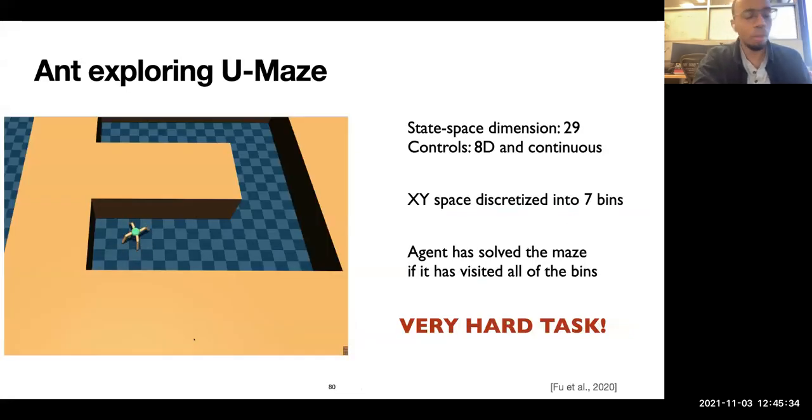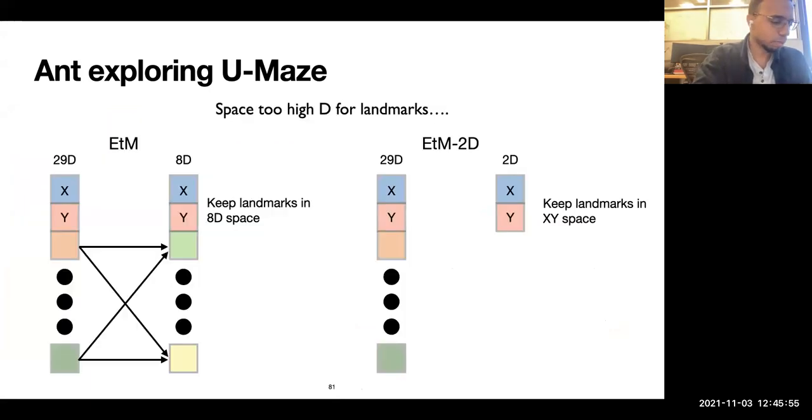Now, lastly, we can move to a much harder example. We're going to look at ant maze. It's been well known in the RL literature that this task is notoriously hard. The state space is 29-dimensional because you have to keep track of all of the actuators on this robot, on this ant. The controls are 18-dimensional and continuous. Here, again, we're going to compare all of these methods and see how they do.